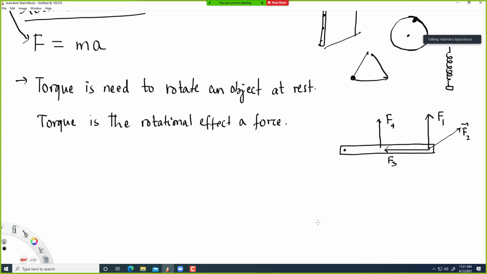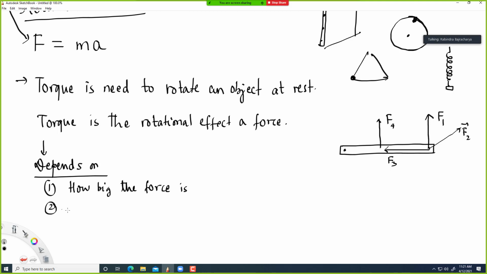So that means the torque, or the rotational effect produced by the force, depends on, first, how big your force is. Okay, how big the force is. Bigger the force, more is the rotation.